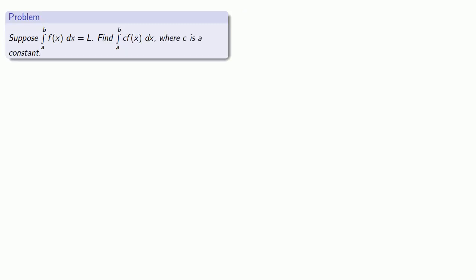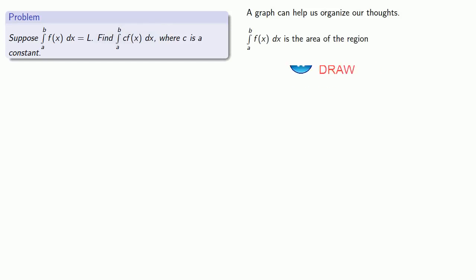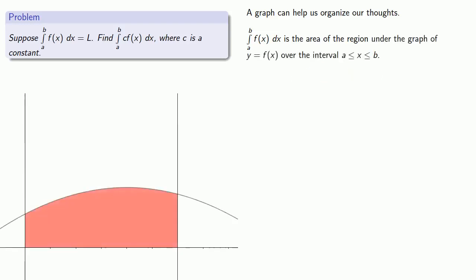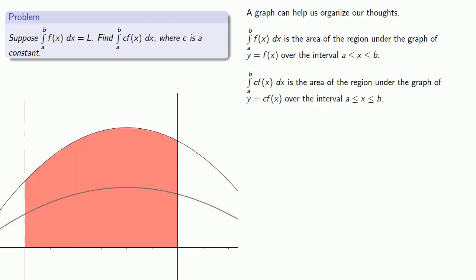What if I know the value of a definite integral and I want to find the value of c times a function? Again, a graph can help us organize our thoughts. This first definite integral is the area of the region that's under the graph of y equals f of x above the x-axis over the interval between a and b. Meanwhile, the definite integral we're trying to evaluate is the area of the region under the graph of y equals c f of x over the same interval. But the graph of y equals c times f of x is going to be c times higher than the graph of y equals f of x.